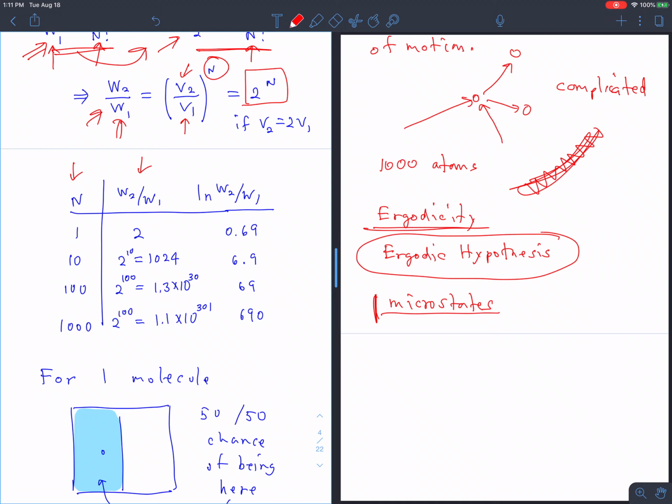In other words, as I start increasing the number of molecules in the system, if there's only one molecule, then the ratio of W2 over W1 is 2, right? There's only one molecule, and it has twice as much space to run around in when we have W2, when the barrier is gone. Then if the barrier is in place, that makes sense.